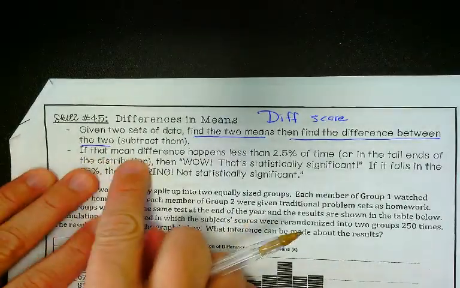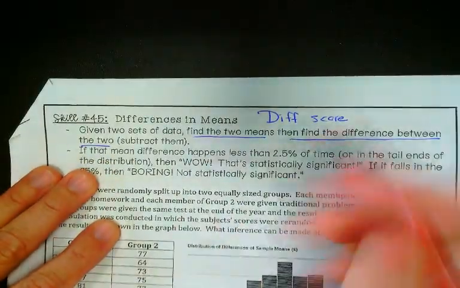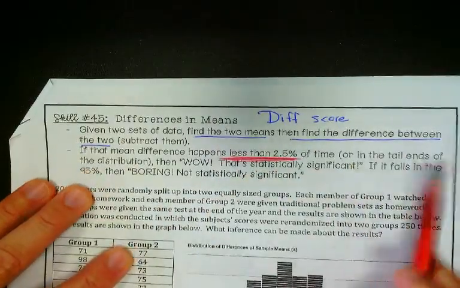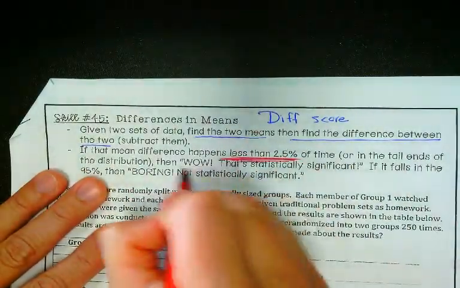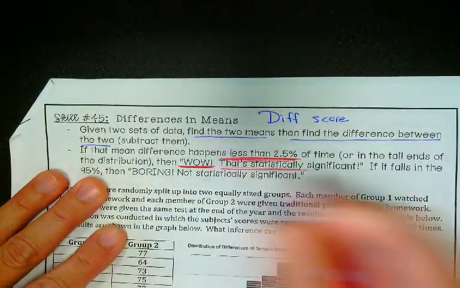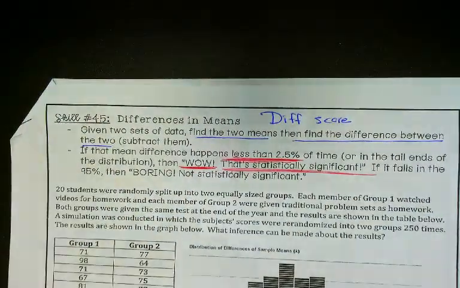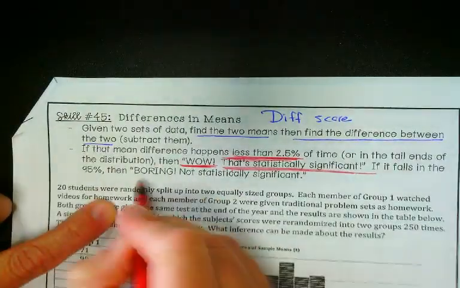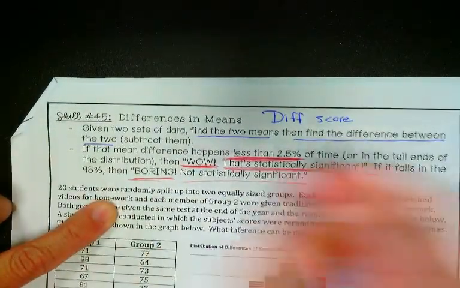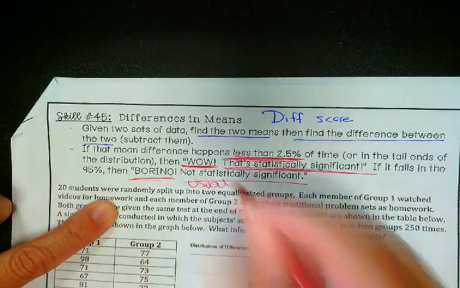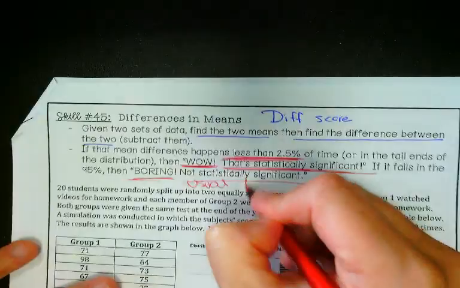All right, so here's the important part: if the mean value is less than 2.5%, or in the tail ends of the distribution, then you say, wow, there it is again. I love this phrase. Wow, that's statistically significant. If it falls in the 95%, we're saying boring, not statistically significant, and again, that's usual. Okay, it is likely to happen.